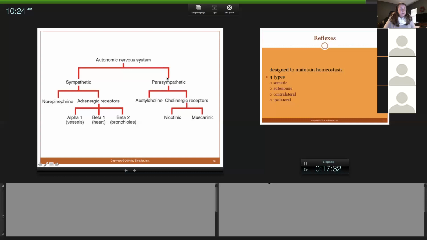When we have parasympathetic, which is the opposite, acetylcholine's the primary neurotransmitter, binds to cholinergic receptors, which are nicotinic and muscarinic, and those are going to cause, you know, GI motility to increase, salivary secretions to increase. It's going to get GI motility going again, urine production going again. Okay.